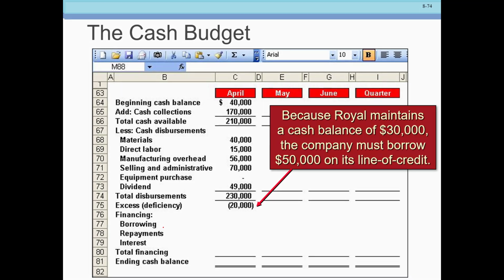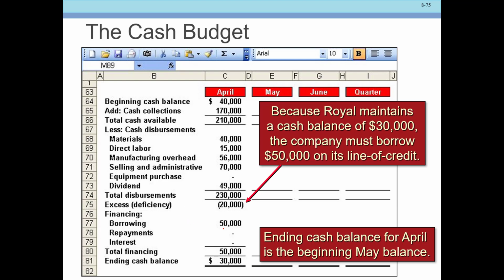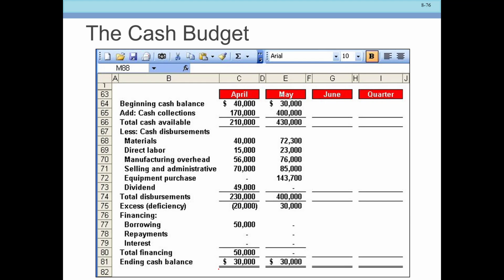Okay, so I need to finance that. I'm going to borrow 50,000. Why am I going to borrow 50,000? Because in the question he said that we have to keep a 30,000 minimum cash balance in the company. So we are short of 20,000 and we need another 30,000 to be kept in the company. So I have to borrow 50,000. I'm going to cover the 20,000, and the remaining 30,000 will continue with us for the next period, which is May.